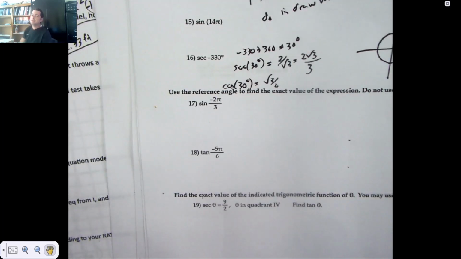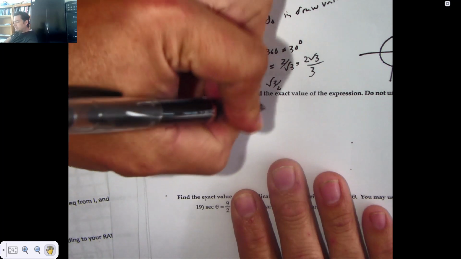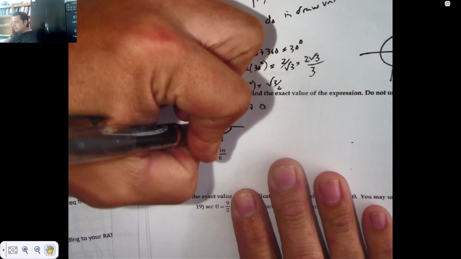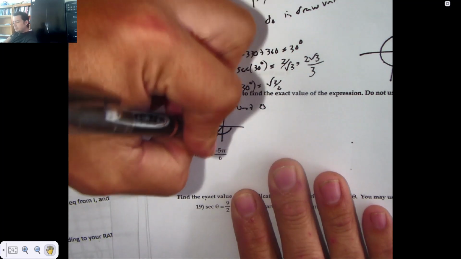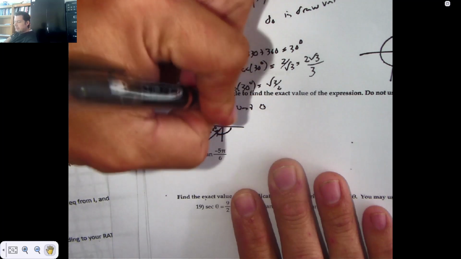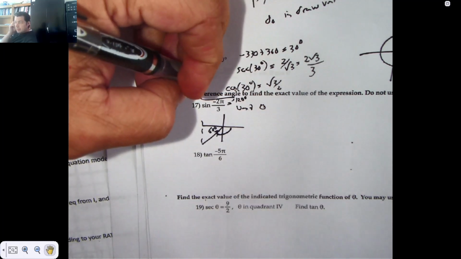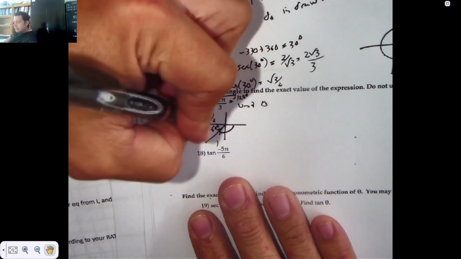Use a reference angle to find the exact value of the expression. Do not use a calculator. It says reference angle, but you can also use unit circle. Anyways, negative 2 pi over 3 rotates like this. All right. Reference angle is 60 degrees because negative 2 pi over 3 is negative 120 degrees. And then I just triangle it out. You guys were taught root 3 over 2, 1, 1/2. Direction matters.